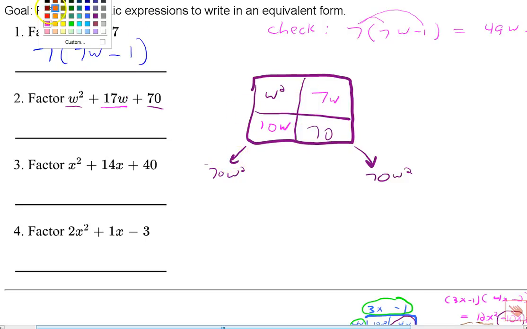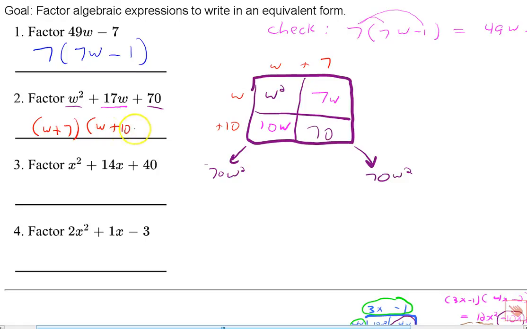So now all I have to do is go back and figure out what would go on the outside of this box. So w squared is w times w. That would give me w squared. And then this right here, whatever it is, something times w is 7w, so this must be a 7. And I'm going to put a plus to show that it's positive. Something times w would be 10w, so this must be a 10. And again, I'm going to make it positive. So that's factored. I have w plus 7 and w plus 10. And you can check. If you multiply it back out, you get what you started with.